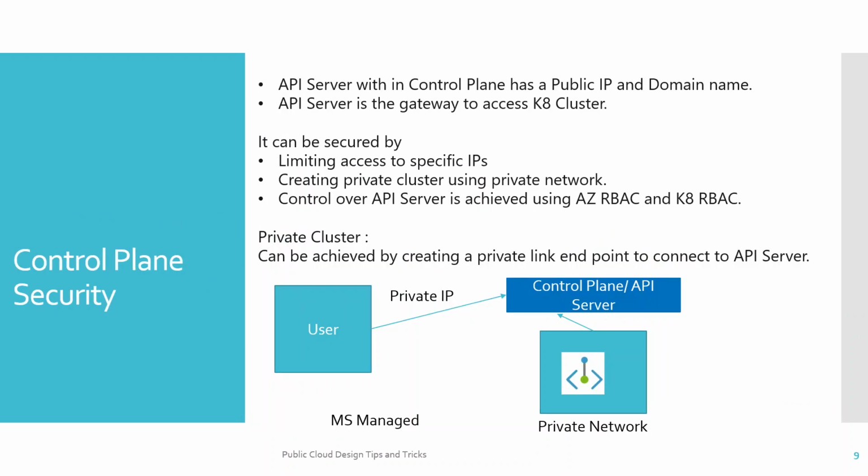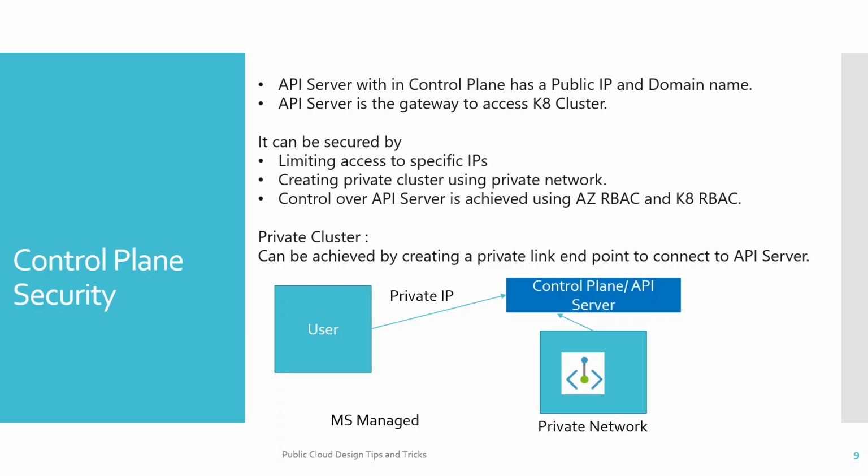Now we move from the identity level to the network level. How is the control plane security ensured? There are two things. First of all, the API server, which is the main gateway to connect to the Kubernetes cluster within the control plane, always has a public IP and a domain name, and that public IP and domain name can be restricted by limiting access to specific IPs.